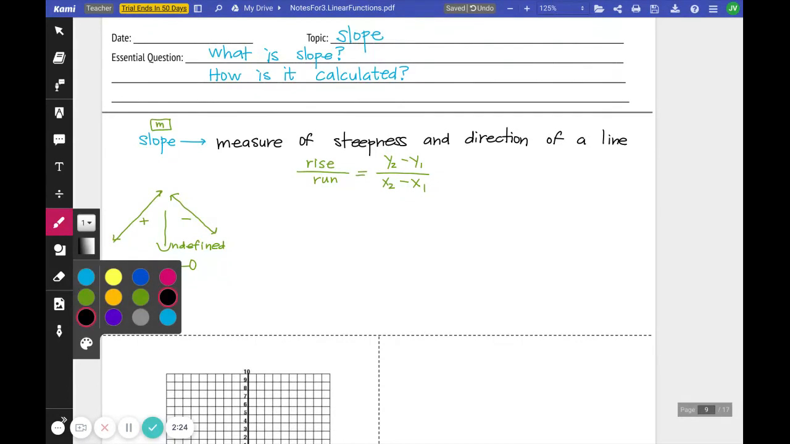So just really quickly, a notation thing. y2, the y tells us which part of the ordered pair, which coordinate I'm looking at. The 2 tells us which ordered pair. The first one or the second one.